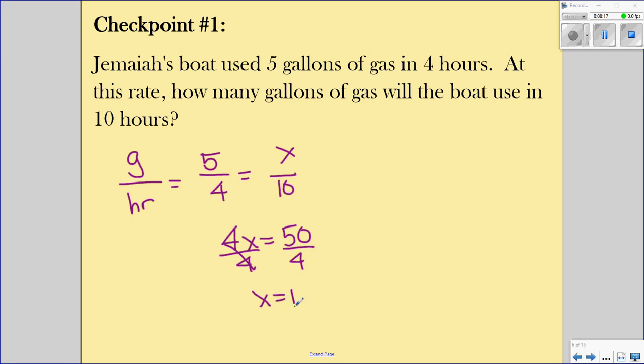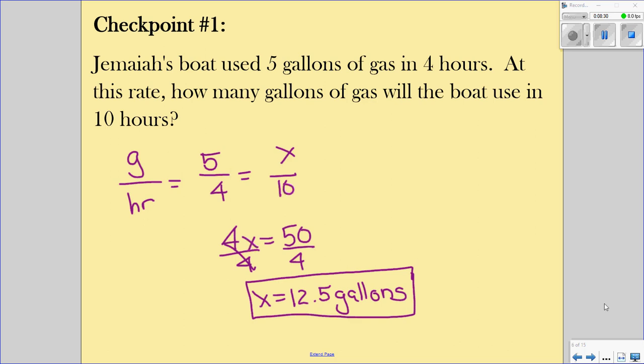So you'll have 12.5, not hours, gallons. And make sure you use the correct label. That's why if you set it up correctly in the beginning, then you'll know what you're solving for.